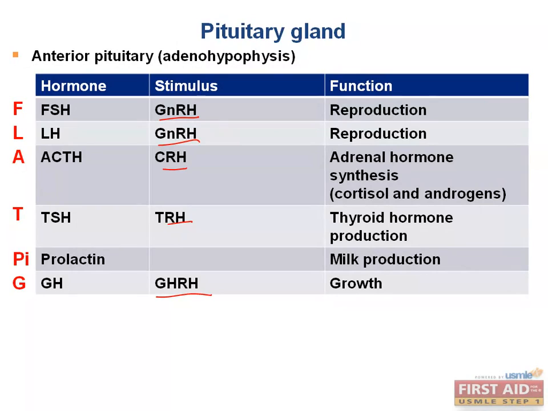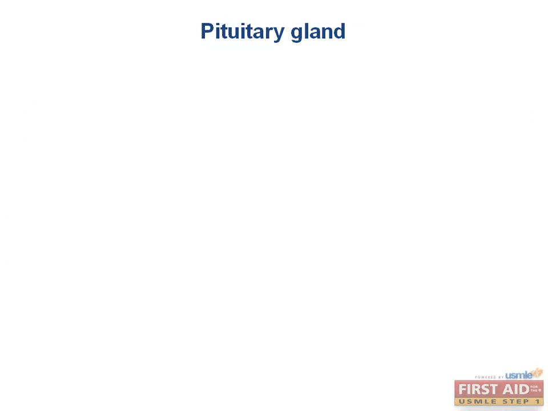However, there is one outlier here. The release of prolactin is controlled via inhibition by a specific neurotransmitter. Do you remember which one? Yeah, it's dopamine. One commonly tested concept involves how to differentiate these hormones from each other biochemically.